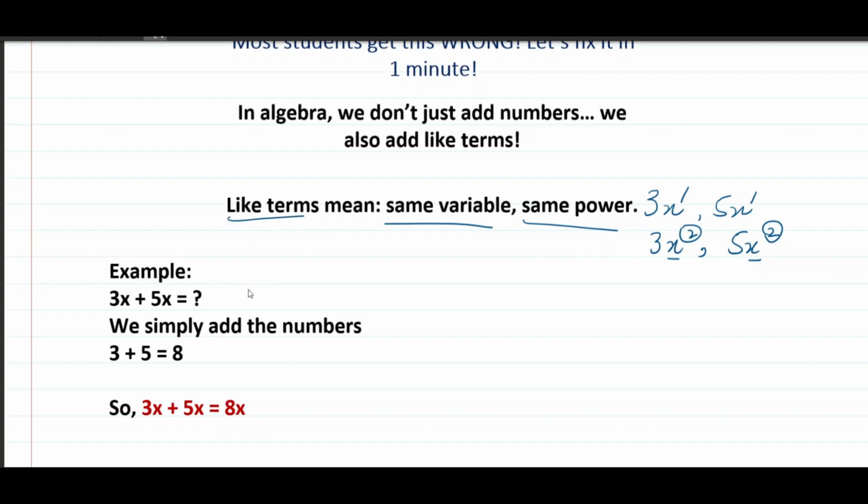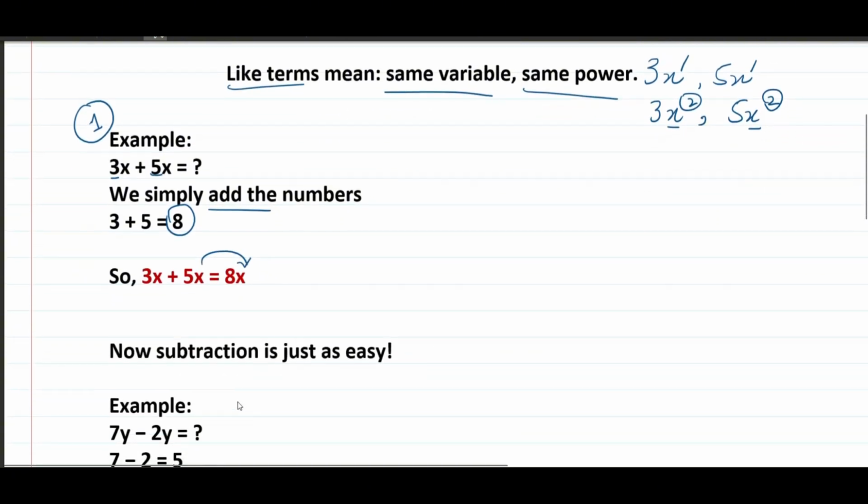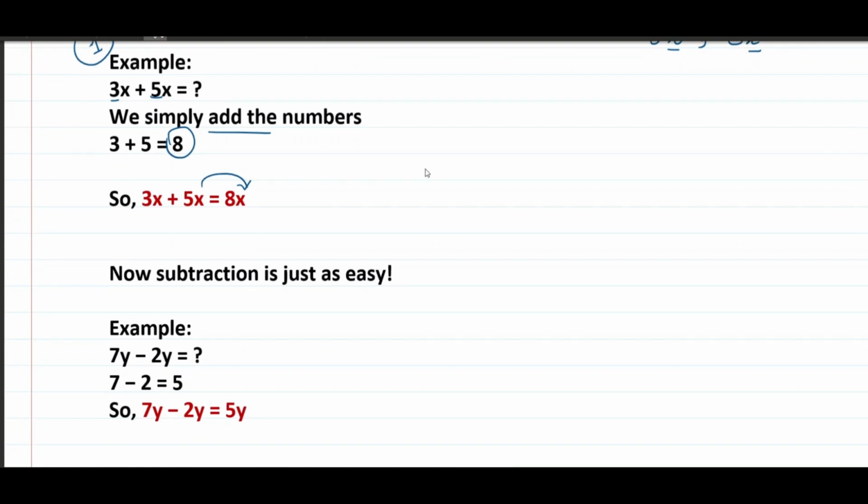So now let's start with example number 1. We want to add 3x plus 5x. We simply add the numbers, just add 3 with 5. The answer is 8. X will be copied as it is. So your answer is 3x plus 5x is equal to 8x.